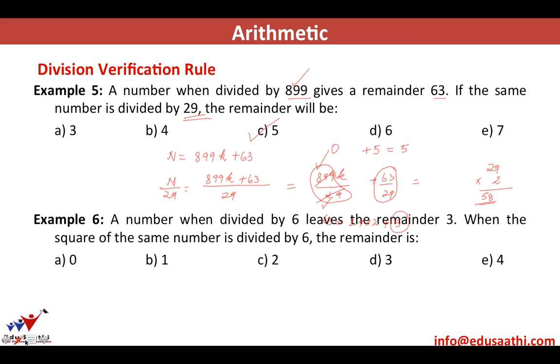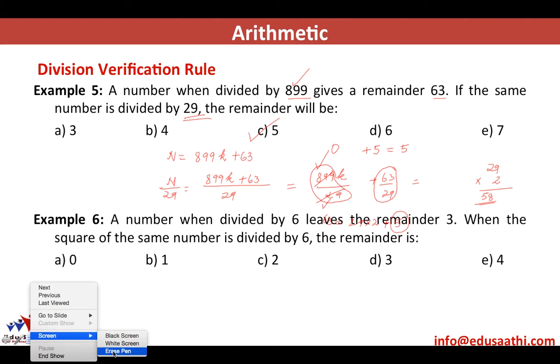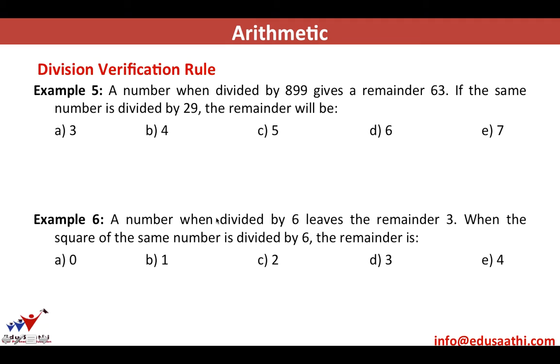Let's look at another question that we have. A number when divided by 6 leaves a remainder 3. So a number when divided by 6, there must be some quotient and the remainder is 3. When the square of the same number, so n square, I can write it as 6k plus 3 whole square. So this will be 36k square plus 9 plus 2 into 3 into 6k.